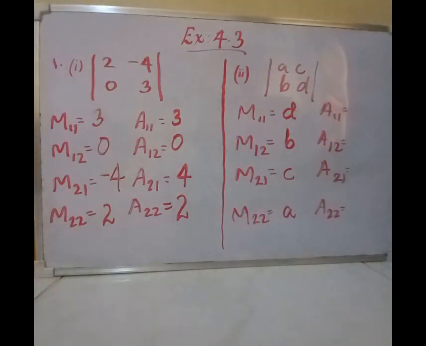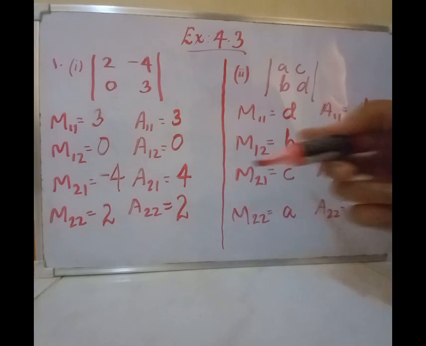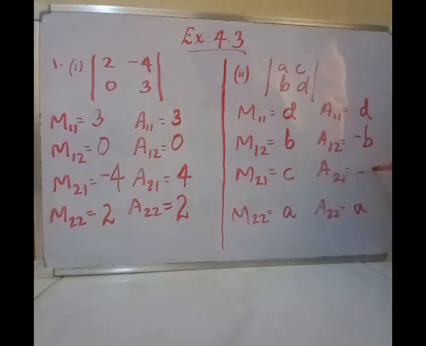So here also the same procedure. The first and the last would be positive, so you can write the same itself, because 1 plus 1 and 2 plus 2 are even numbers, so it will be the same minor itself. But 1 plus 2 and 2 plus 1, it's 3, it's an odd number, so multiply minus with both the minors to get the corresponding cofactors.